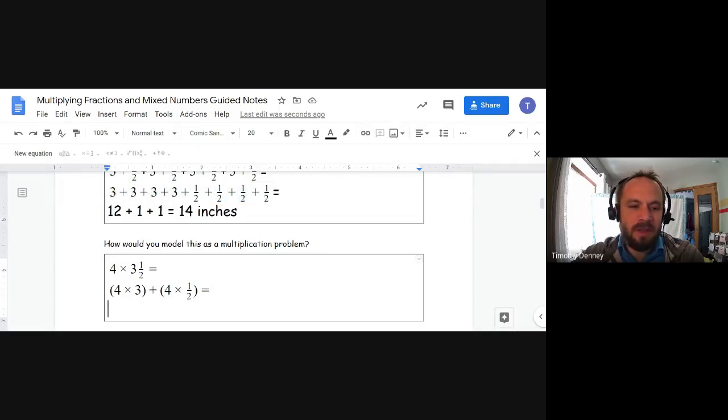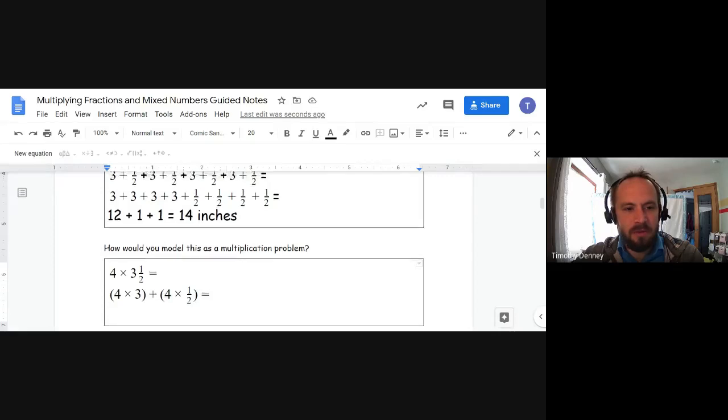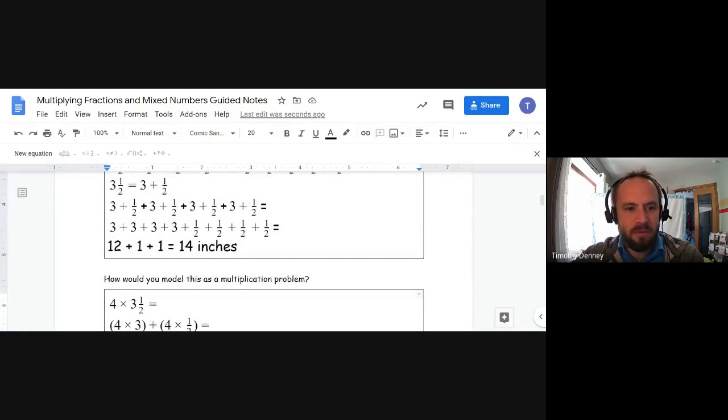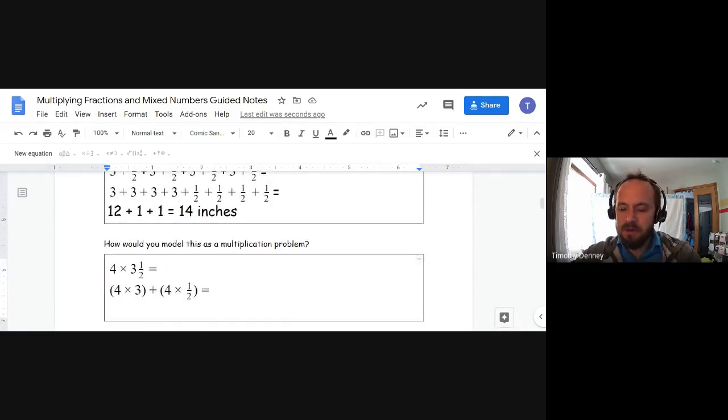Another way to think about that is kind of a distributive property here. We got 4 times 3 plus 4 times a half, right? Because remember, this is the same thing as 3 plus a half. And then in my head, I do, well, I need 4 3s, that's 12. And I need 4 halves, well, that's 2. And then I need 14 inches. This is how I do it. I do this in my head, nice and quick.